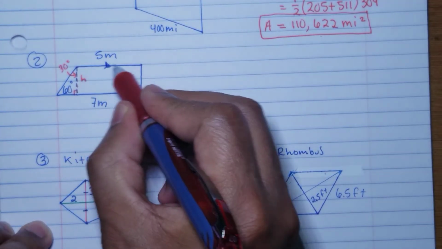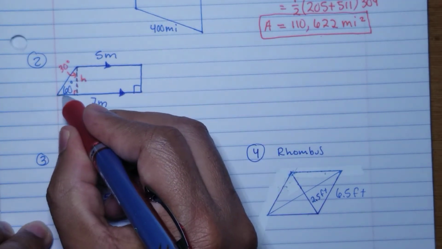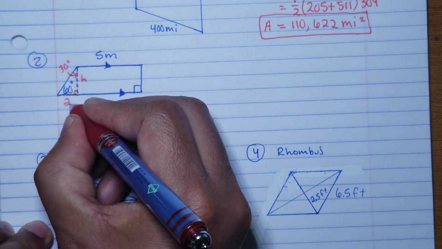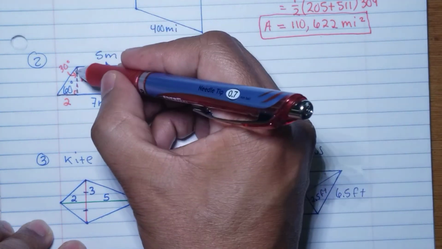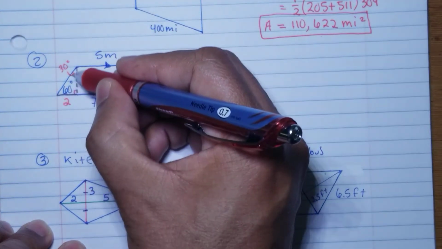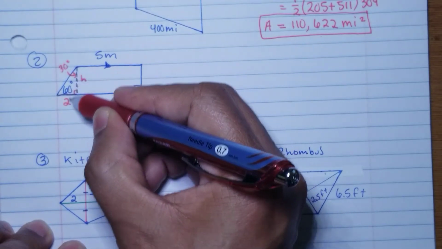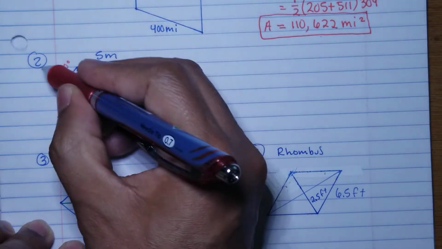Also notice that this side is 5 and this whole side is 7, which means that this segment here is 7 minus 5. So this segment is 2. Also remember, the short leg is always opposite to the 30-degree angle, and the hypotenuse is opposite to the right angle.